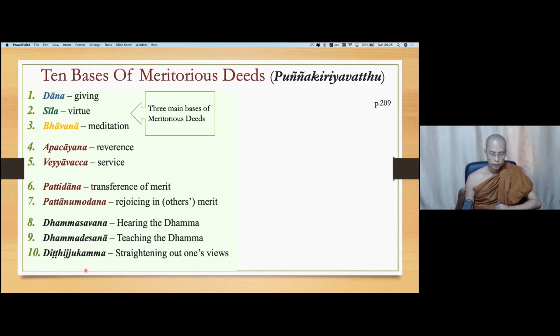And the last one, number 10, is Ditthijukamma. Ditthi here is samma ditthi, right view. So straightening out one's view, making one's view right, is called Ditthijukamma. It is understanding things properly according to their nature.